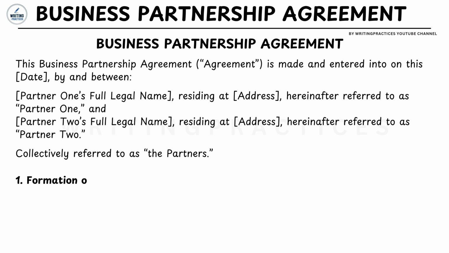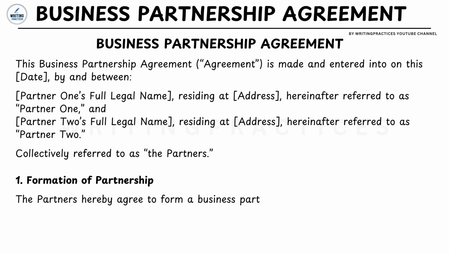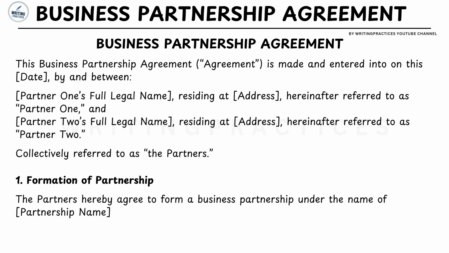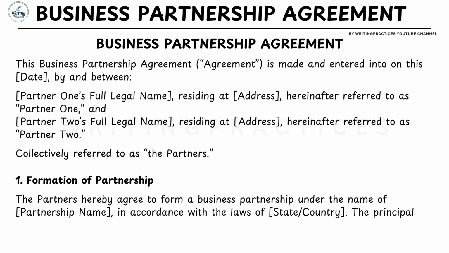Point number 1, formation of partnership. The partners hereby agree to form a business partnership under the name of partnership name, in accordance with the laws of state country. The principal place of business shall be located at business address, or such other location as may be mutually agreed upon by the partners.